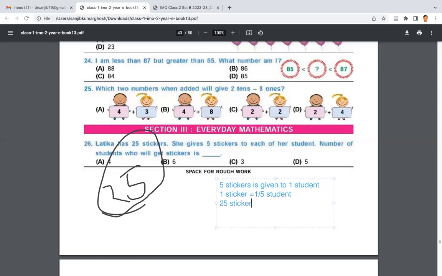Now what will you do? Beta, is 25 more than one sticker or less than one sticker? More than one sticker. So which process will you follow? Will you multiply or divide? Tell me, beta, will you multiply or divide? Multiply. Very good. We will multiply 25. So 25 into 1 is how much, beta?